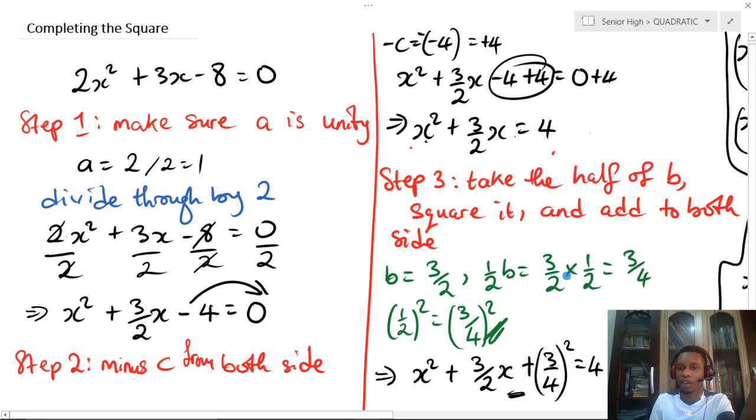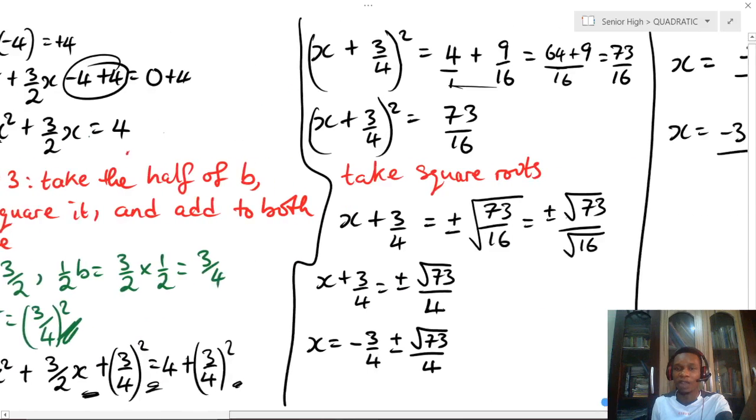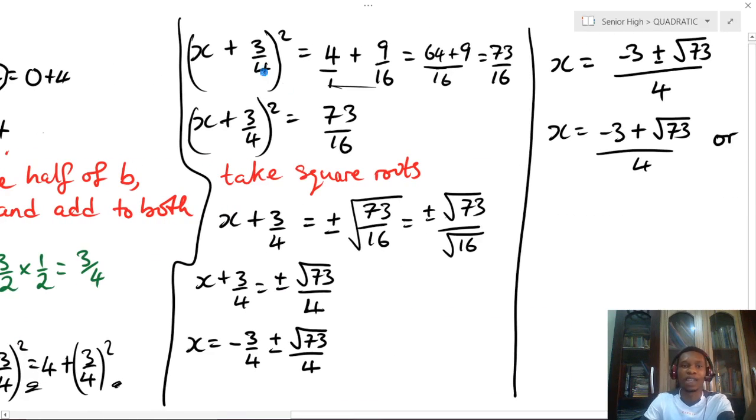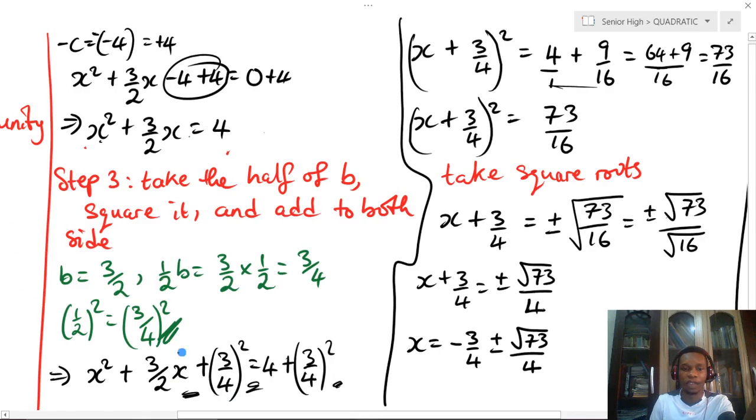Taking the half of b, we got 3 over 4, and then we squared it by having 3 over 4 raised to power 2, and then we added it to both sides by having x squared plus 3 over 2x plus 3 over 4 raised to power 2 is equal to 4 plus 3 over 4 raised to power 2, added to both sides. Now what's the next step we then did? We only now completed the square. So we completed the square from here.